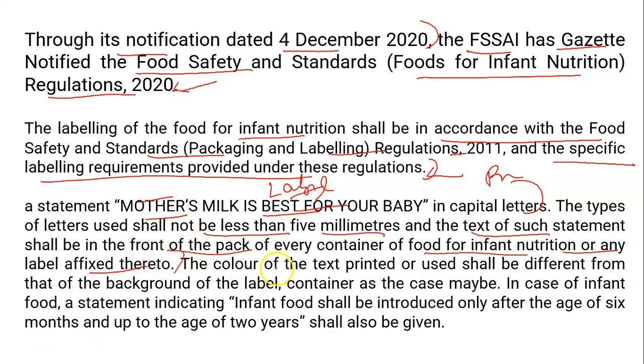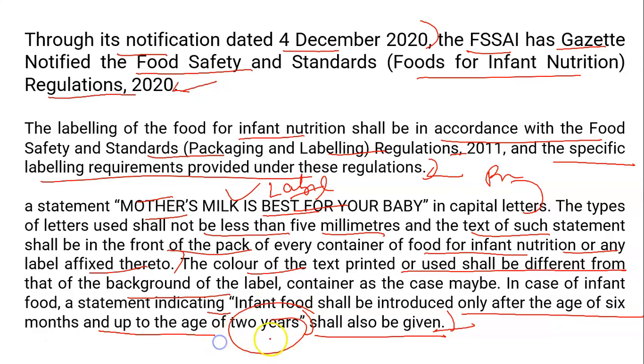Now, the color of the text printed or used shall be different from that of the background. He is saying that it should be visible. The color should be different: the background color and the color of the mother's milk statement should be different. And lastly, in case of infant food, a statement indicating infant food shall be introduced only after the age of 6 months and up to the age of 2 years shall also be given. So your answer is 2 years, right?